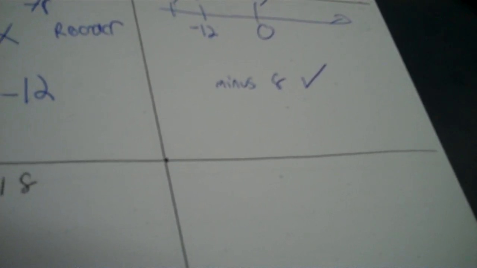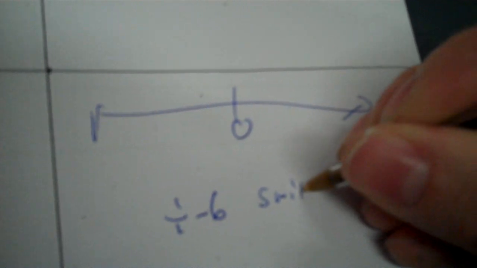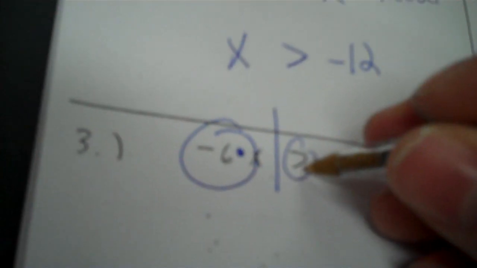Just like that. Okay, number 3, negative 6x is greater than 18. Okay, so get x by itself. Now, this is negative 6 times x, so that means I need to divide by negative 6. Since we are dividing each side by a negative, the sign needs to switch. Okay, so it switches from greater than to less than, and then we divide by negative 6.